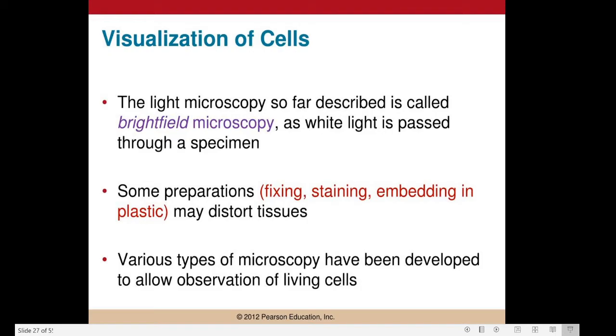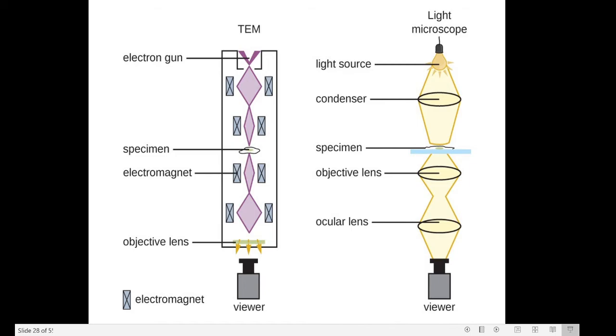There are various types. I'm explaining two things. One is TEM, that is the advanced level of microscopic visualization. Another thing is the light microscope, a very basic technique. Here the first one is TEM analysis, the transmission electron microscope. Another one is the light microscope, a very basic thing in the experiment.